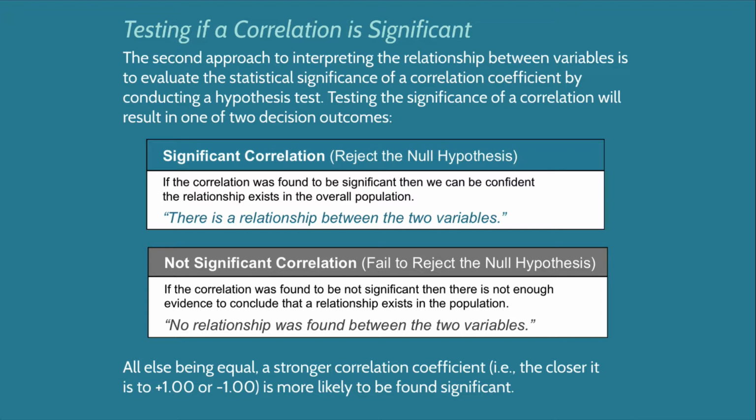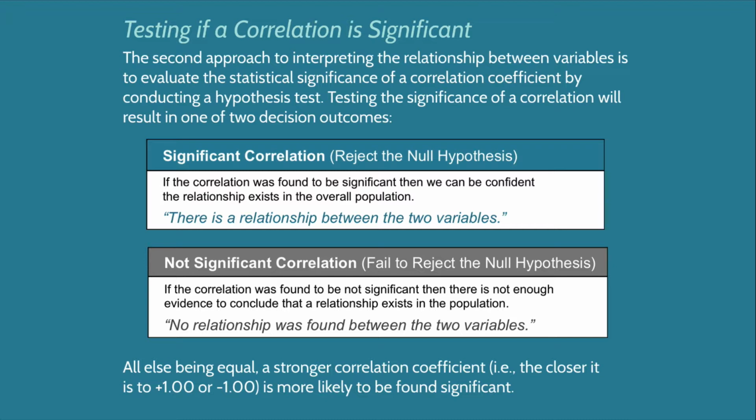Testing if a correlation is significant. The second approach to interpreting the relationship between variables is to evaluate the statistical significance of a correlation coefficient by conducting a hypothesis test. Testing the significance of a correlation will result in one of two decision outcomes.